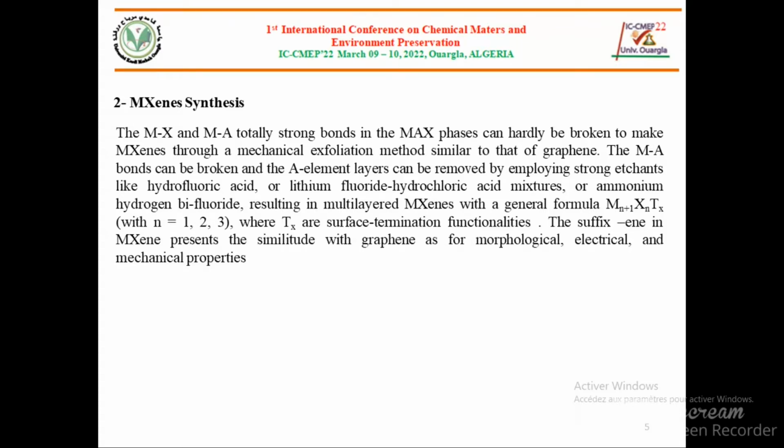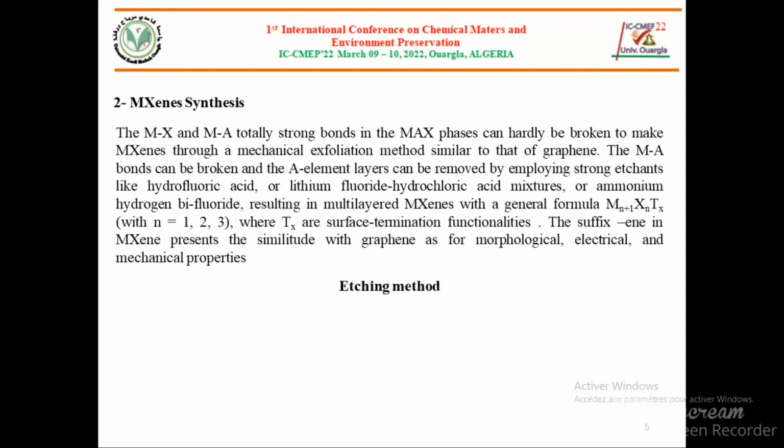The M-A bonds can be broken and the A element layers removed by employing strong etchants like hydrofluoric acid, or a lithium fluoride and hydrochloric acid mixture, or ammonium hydrogen bifluoride, resulting in multilayered MXene with a general formula M(n+1)XnTx, with n equal to 1, 2, or 3, where Tx are surface termination functionalities. The suffix ene in MXenes presents the similitude with graphene as for morphological, electrical, and mechanical properties.